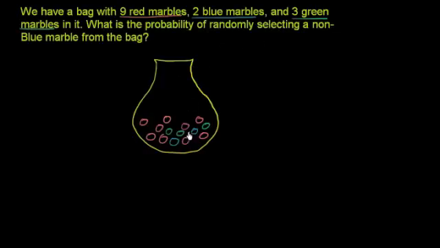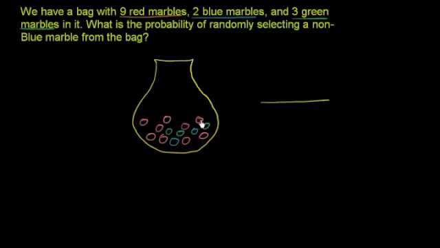So maybe we mix them all up and we have an equal probability of selecting any one of these. And the way you just think about it is what fraction of all of the possible events meet our constraints. So let's just think about all of the possible events first. How many different possible marbles can we take out? Well, that's just the total number of marbles there are.